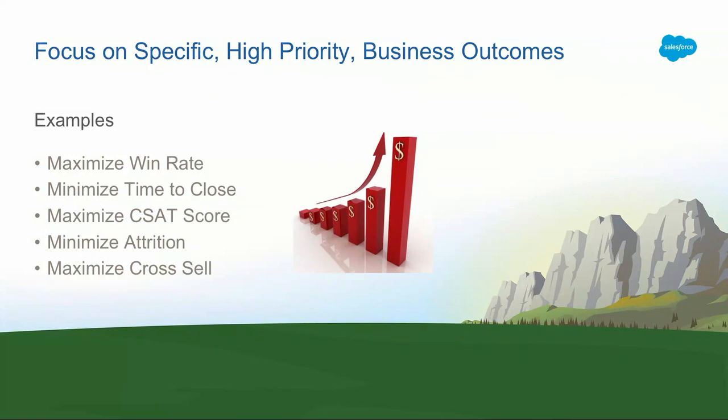So things like, how do I maximize my win rate for my opportunities? How do I minimize the time to close? How do I maximize customer satisfaction scores? It's very specific, very focused on one business outcome. If you approach it that way, maybe you have 5 or 10 of those, but if you can just pick the top 2 or 3 to get started, then you can start to apply Prediction Builder or Einstein Discovery to that problem and make some progress very rapidly. So I always encourage you to start there with the end in mind. What is the KPI that you care about?